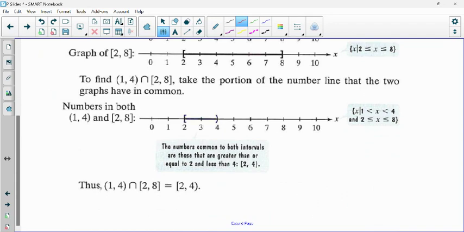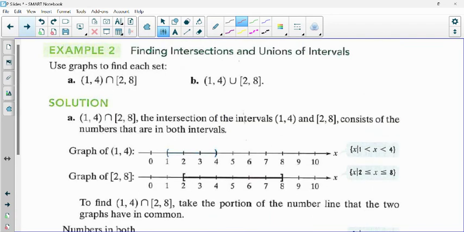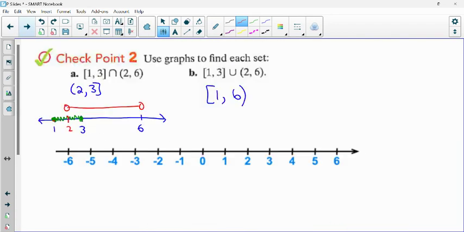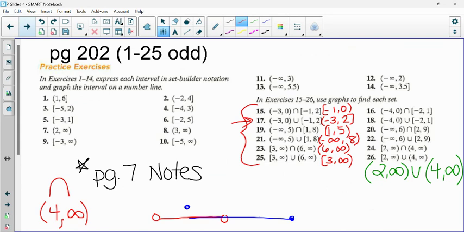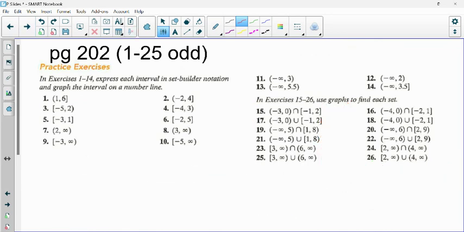All right, so for the last thing, you have time to work on your homework, which is page 202, 1 to 25 odd. Okay, 202, 1 to 25 odd is right there. Work on it. If at the end of the period you are not finished, you can get your phone out and take a picture of it, if you don't have a book yet.